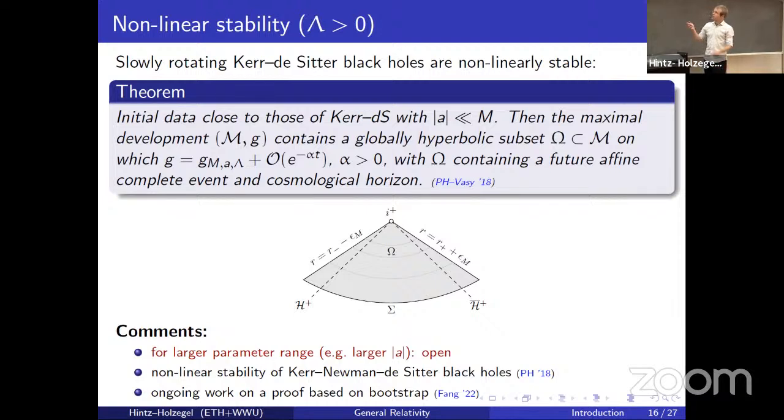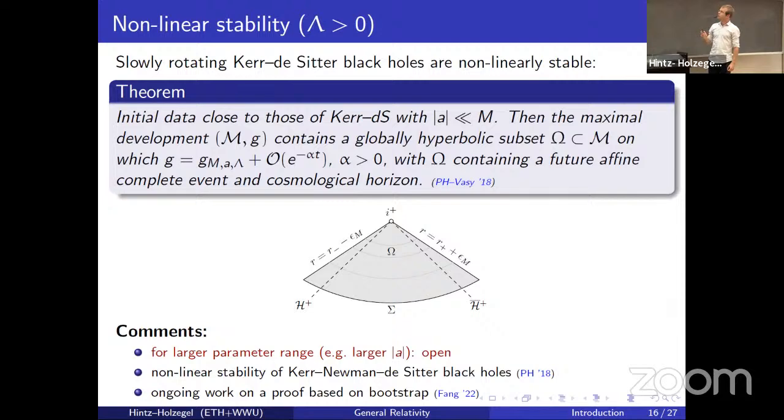This theorem is so far only done in the slowly rotating case. So large a is still an open problem. Even mode stability, in fact, is in general open. But other related results have been proved, for instance, for the Einstein-Maxwell equations for the so-called Kerr-Newman-de Sitter black holes.